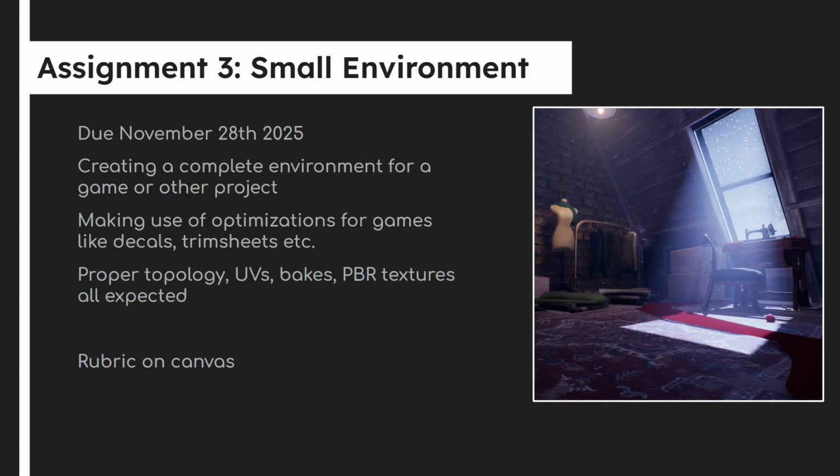We're going to be making use of optimizations for games, learning about decals, trim sheets, all that kind of thing, generating materials. And then all the things that we learned from the observational model, your proper topology, your UVs, your bakes, we're going to apply to our environments as well, which are essentially a bunch of those models, but just crammed into a space. The rubric for that is on Canvas as well. I'll break it down in a second.